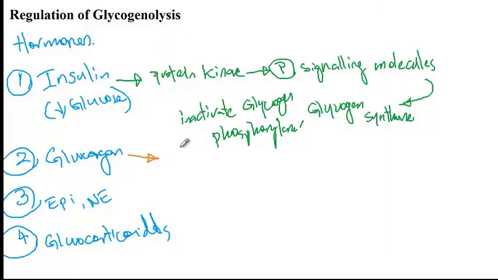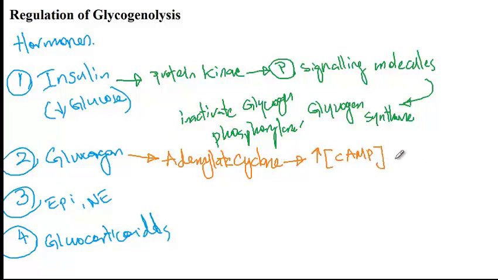Then we have glucagon, which increases the activity of the adenylate cyclase, as a consequence of which there would be increased concentration of cyclic AMP that increases the glycogen breakdown, and therefore it increases the glucose concentration.